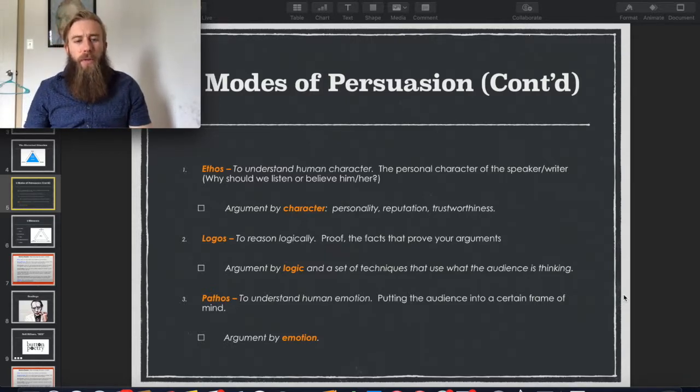And then we have pathos, which just means emotion. It refers to pathetic. It used to be called the pathetic argument, but not pathetic in the way that we use it now.